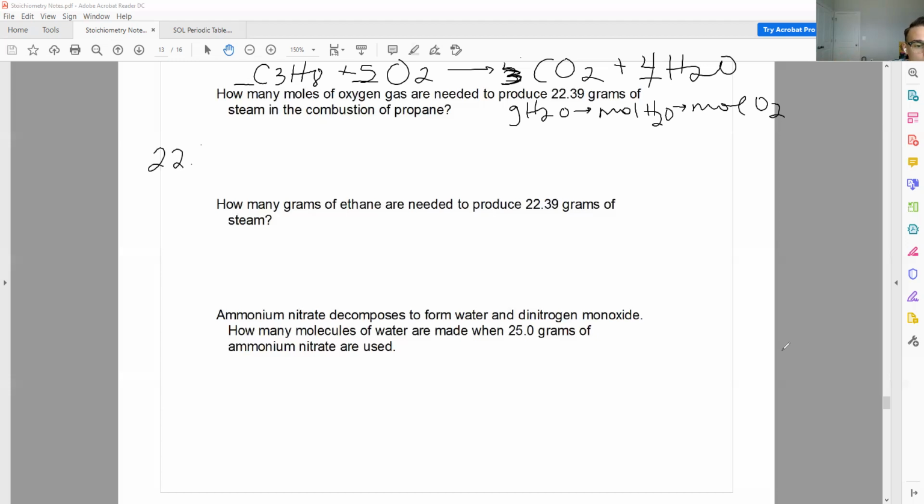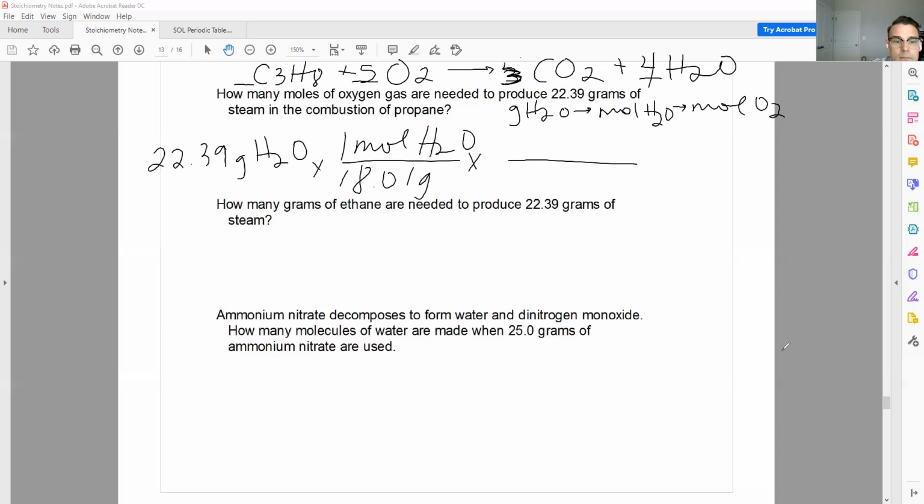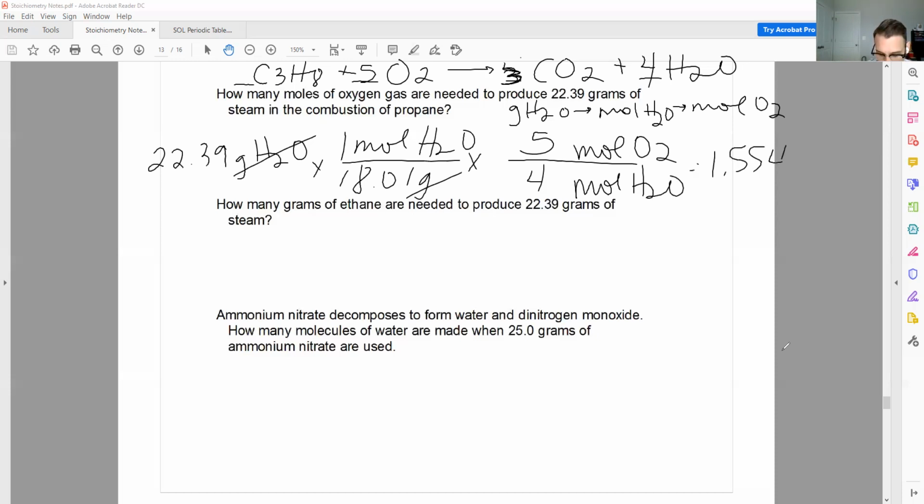So start with 22.39 grams H2O, 1 mole of H2O, 18.01 grams. Grams cancel, we're left with moles. I don't want moles of water, so moles of water go on the bottom. I want moles of oxygen. All right, and then again, I get that from my balanced equation. Look at the coefficients, 5 moles of oxygen, 4 moles of water. Do that math, 1.554 moles of oxygen.